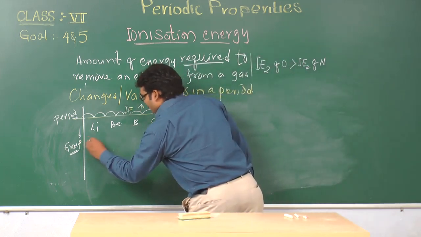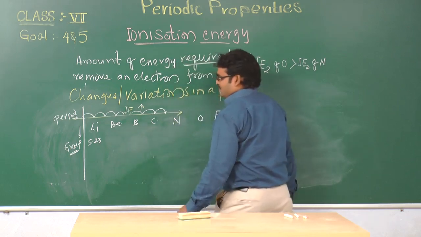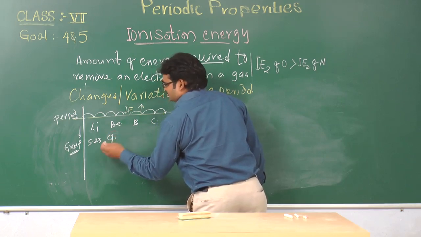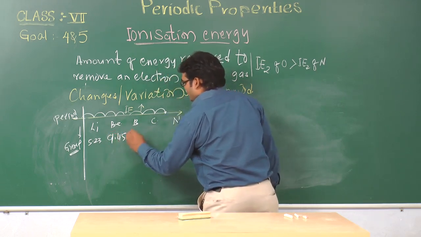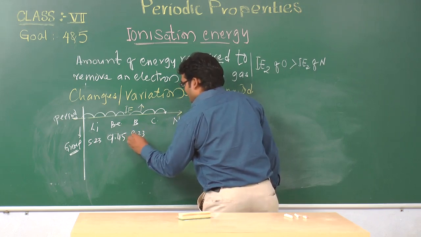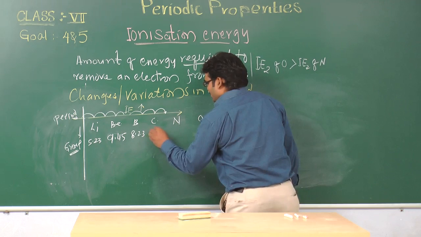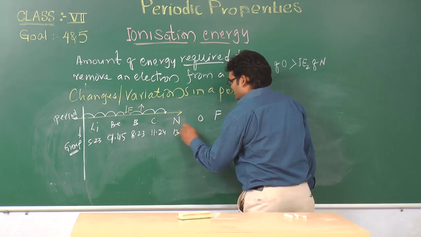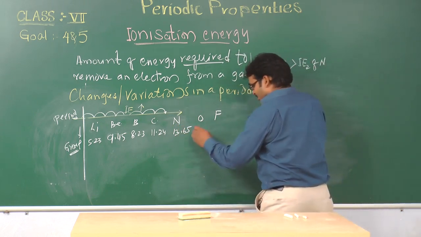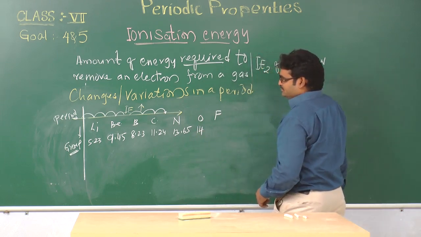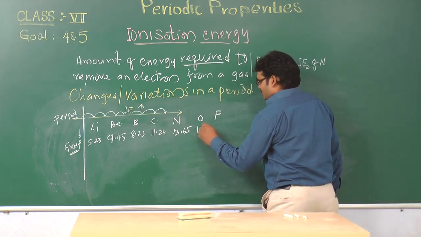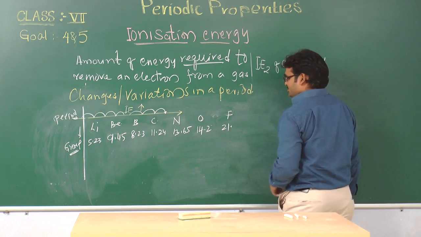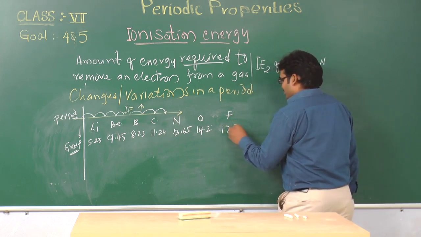Here lithium has 5.23, then 9.45, 8.23, then 11.24, then 13.65, then 14.2, then here fluorine as 21 point, or you can take it as 17.75.